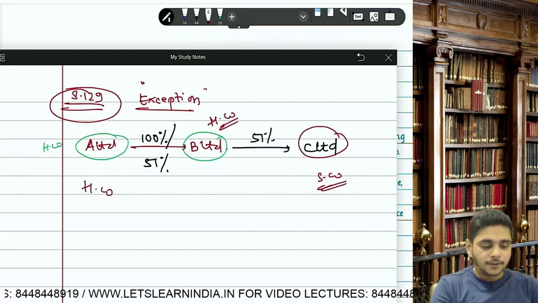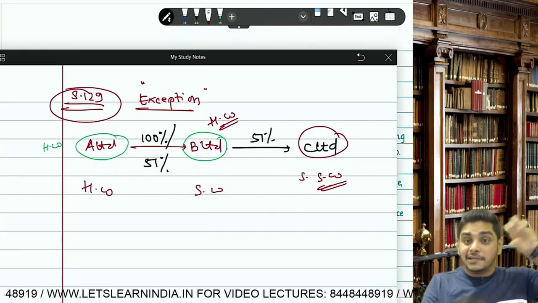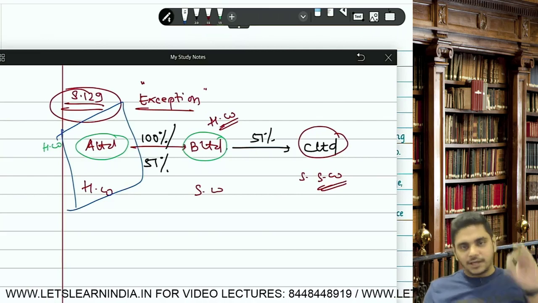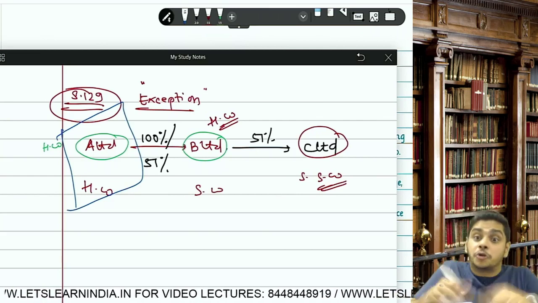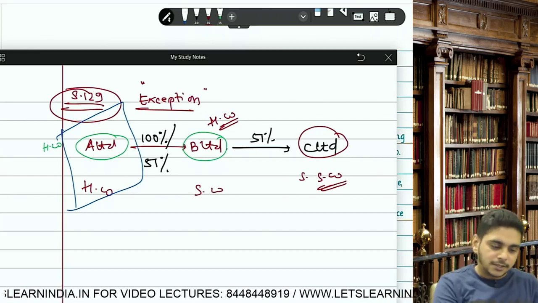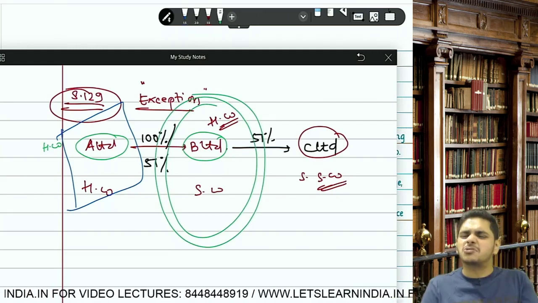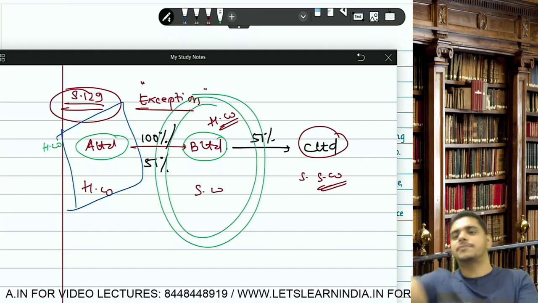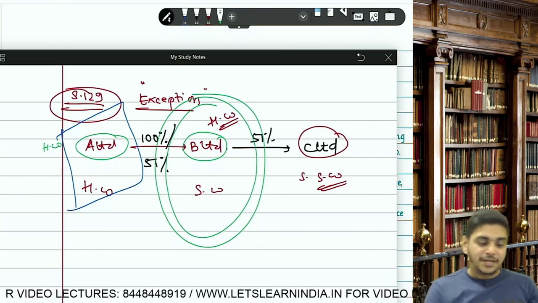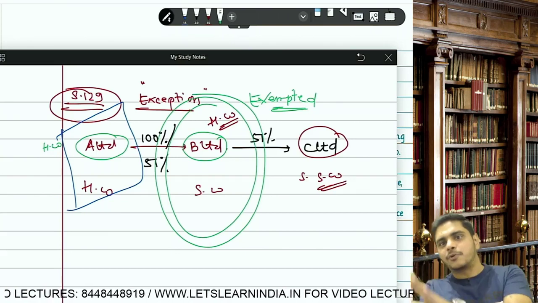Holding company, subsidiary company, sub-subsidiary company. Ultimately, who will do the conso, sir? A Limited will be doing conso. That means who has not done conso? Sir, B Limited has not done conso. How will C do conso? Conso comes when you have a subsidiary. C does not have a subsidiary. That means B is not doing conso. That means, guys, B is exempted from doing conso.